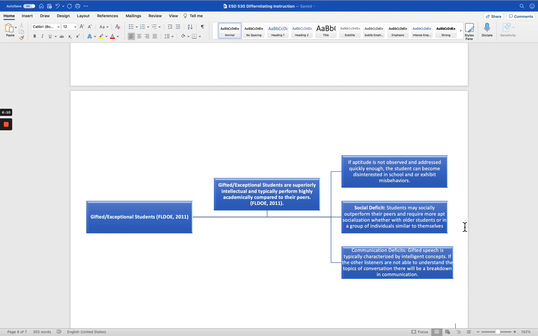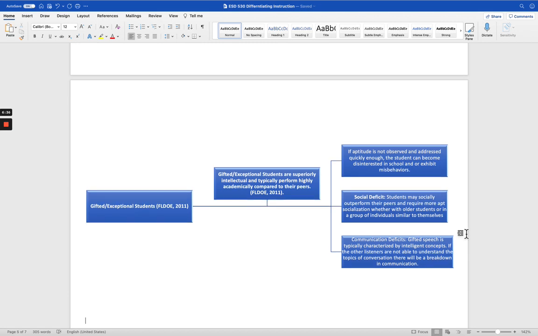A social deficit would be that students may socially outperform their peers and require more apt socialization, whether with older students or in a group of individuals who think similarly to themselves. And communication-wise, gifted speech is typically characterized by intellectual concepts. If the other listeners are not able to understand the concepts, there will be a breakdown in communication.